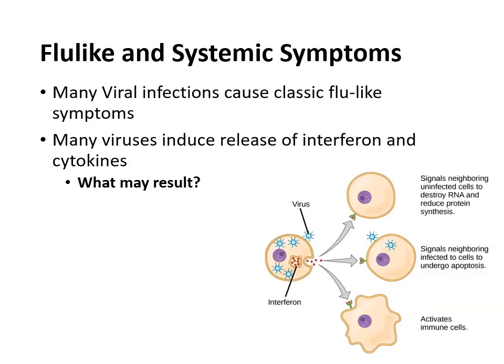So many viral infections cause what we call classic flu-like symptoms. This includes things like fever, malaise, that yucky, drained feeling you get, anorexia, meaning you have no appetite, headaches, and a lot of body aches. Basically, a lot of these things are side effects due to your host's responses. And so when we say your host responses, it means a lot of these viruses will induce your immune system to release things like interferon and cytokines, which are meant to destroy viruses.